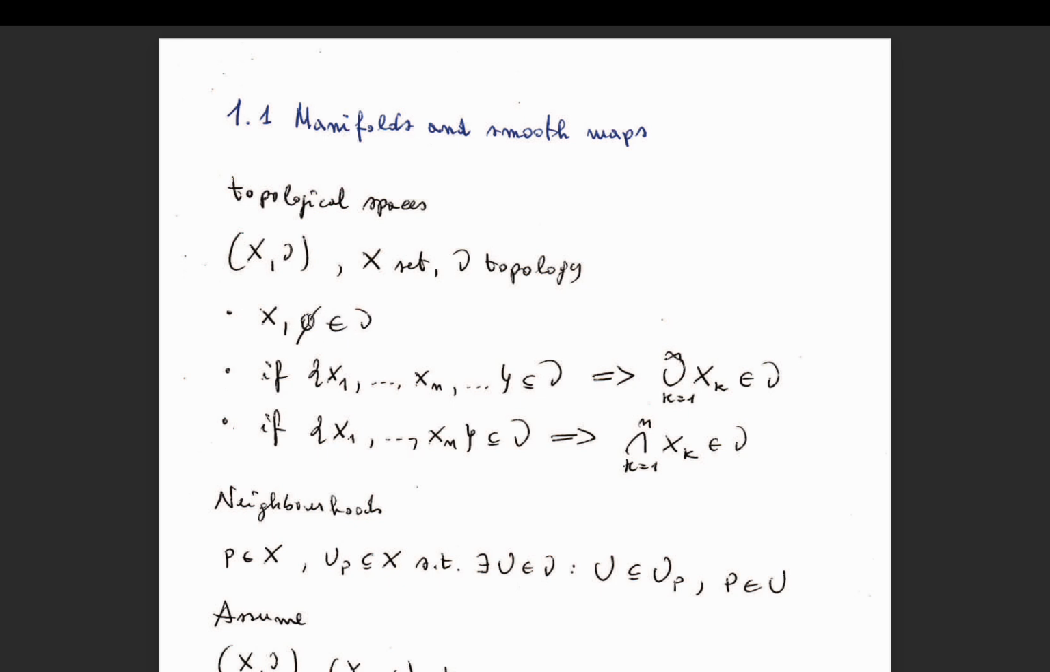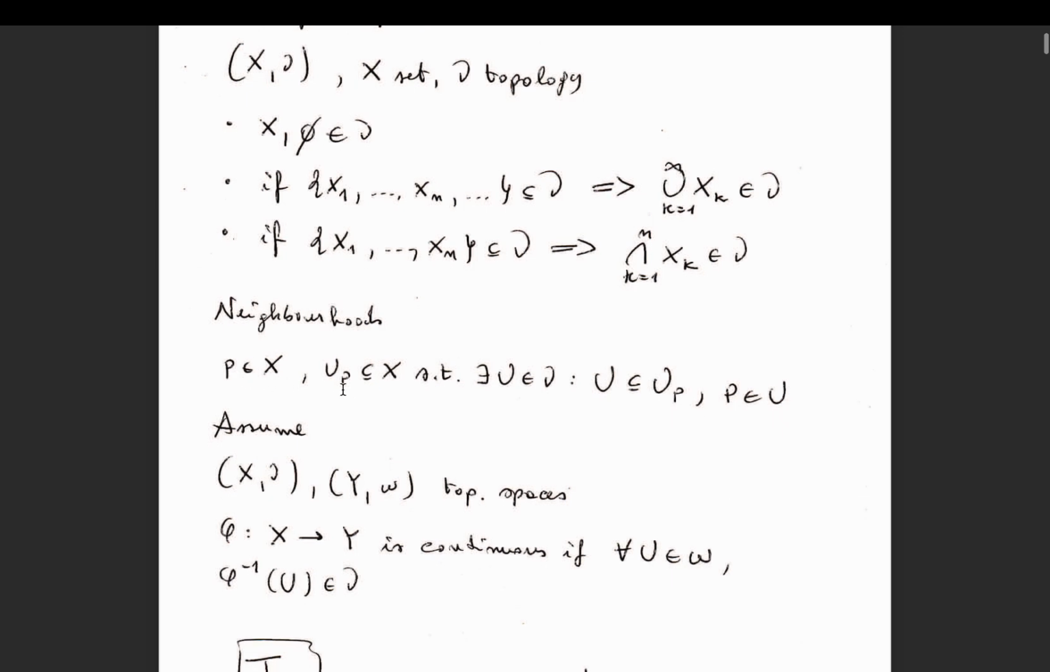Capital X and the empty set belong to the topology. A countable union of sets of the topology belongs to the topology. A finite intersection of elements of the topology belongs to the topology. A neighborhood U_P of a given point P is a subset of X such that it contains an open set U containing P. Open sets are the name we give to the elements of the topology.